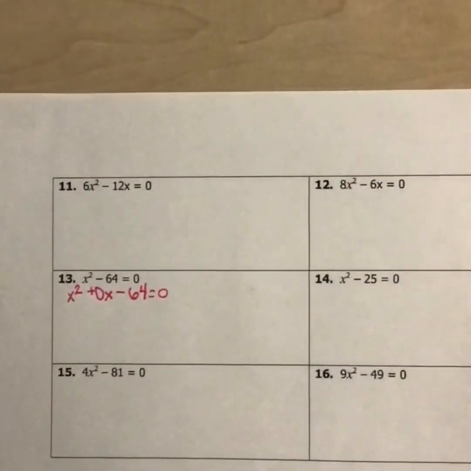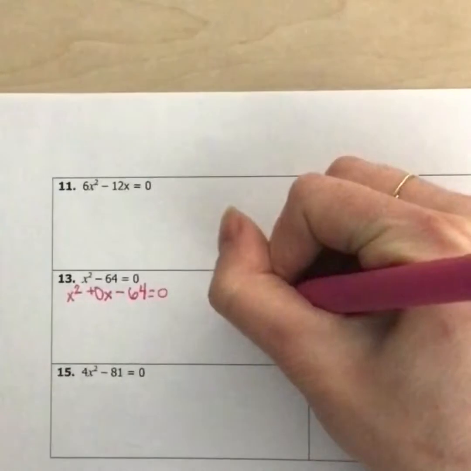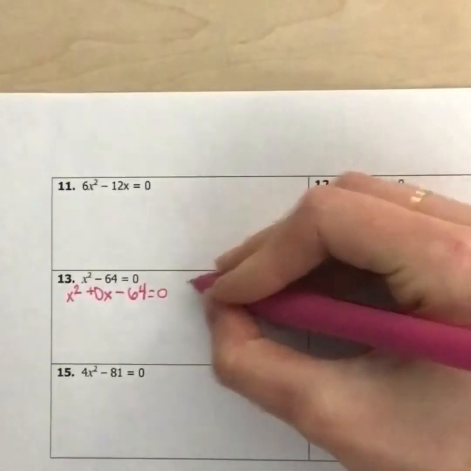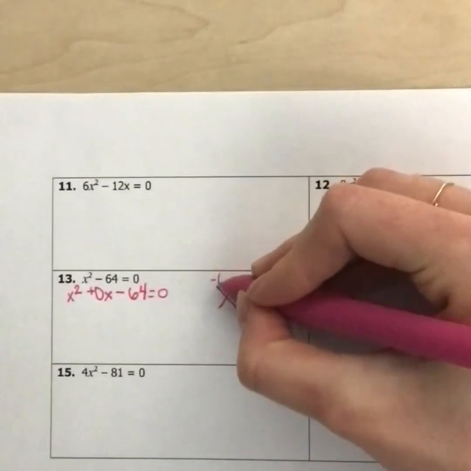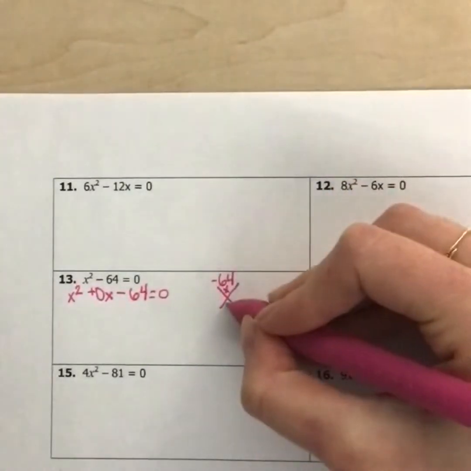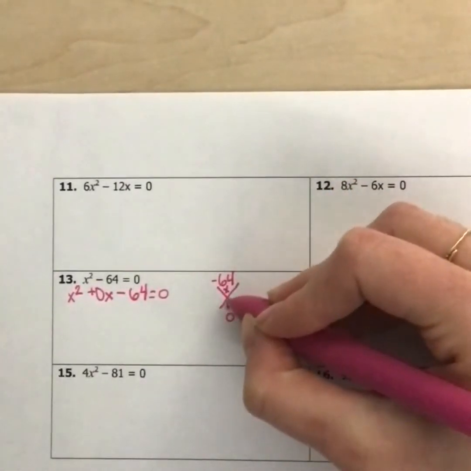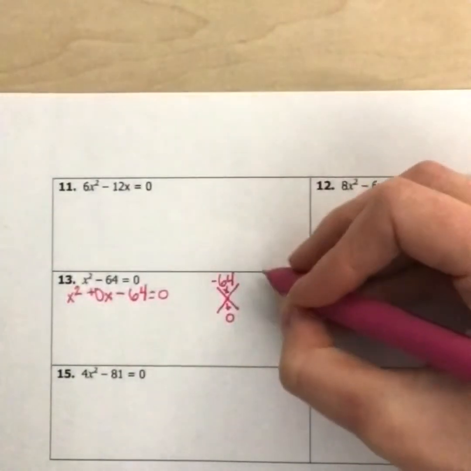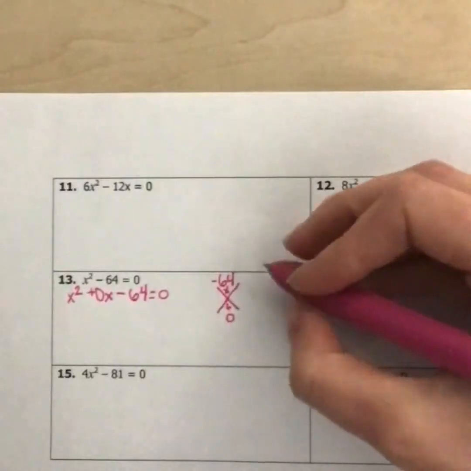Now that we have 3 terms, we can actually factor this trinomial. We want to multiply to get the last number, which is a negative 64. And I want them to add together to give me 0, that middle term in my expression. So now I'm going to start listing the factors of 64.